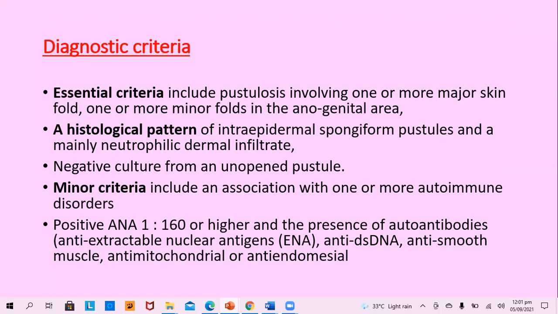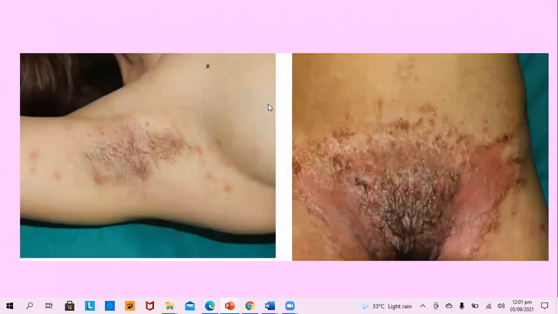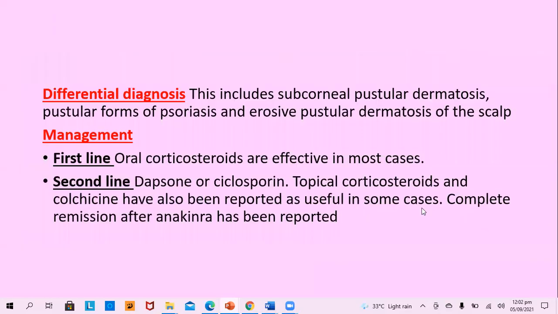You can see these kinds of pustules which are seen on the flexures. Again, the differential diagnosis can include candidiasis, pemphigus vegetans, hidradenitis, etc. Differential diagnosis also includes subcorneal pustular dermatosis, inverse form of psoriasis, and erosive pustular dermatosis of the scalp.